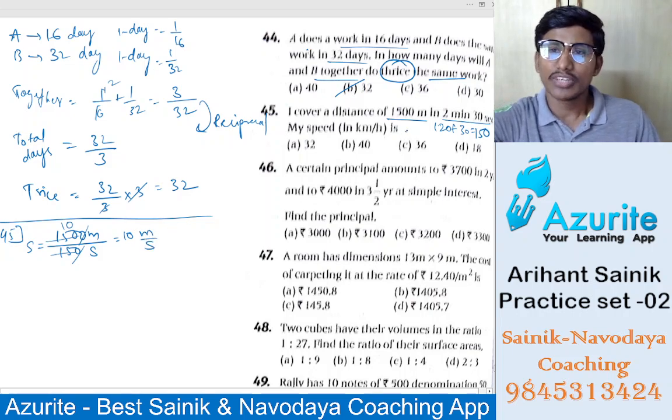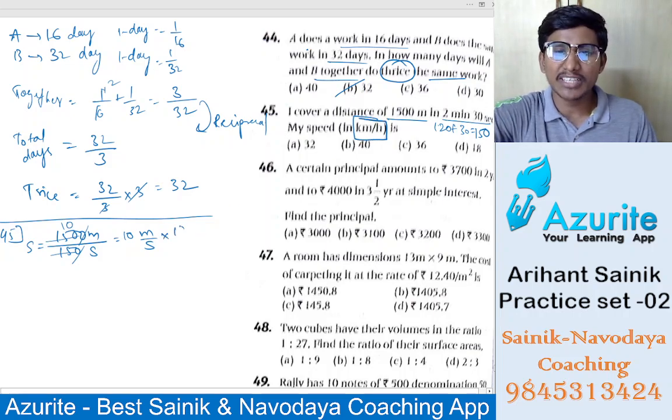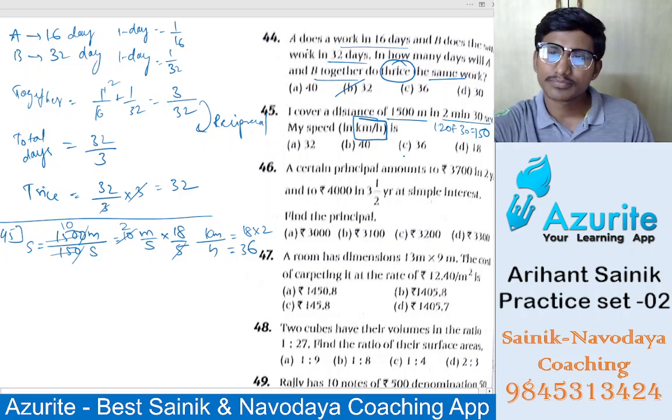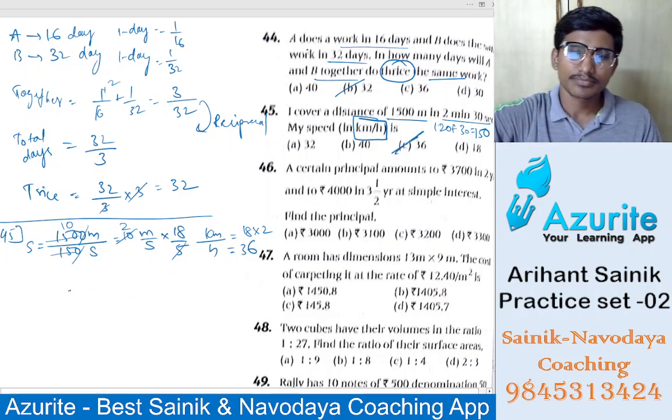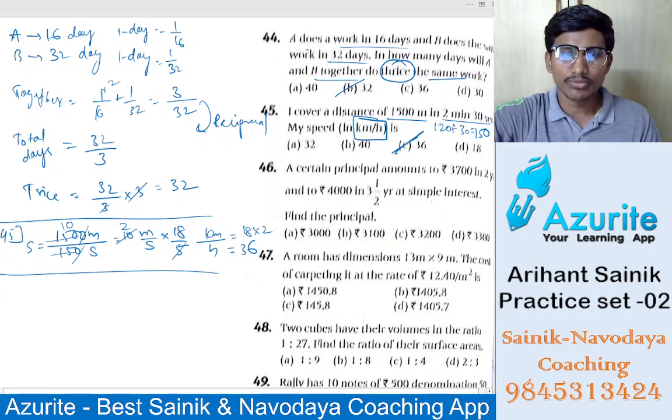We have to convert it into kilometer per hour. So we have to multiply with 18 by 5, and it will be in kilometer per hour. 5 to the 10, 18 to the 2, 36. 36 is the answer. Okay. Now next question.